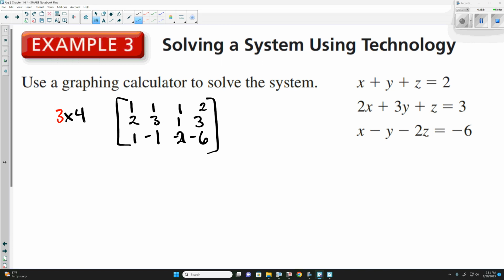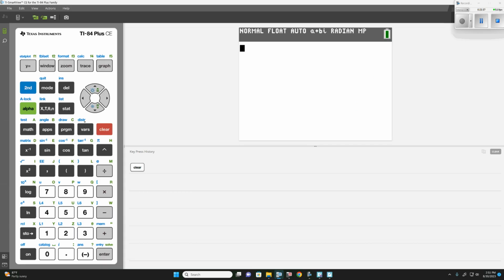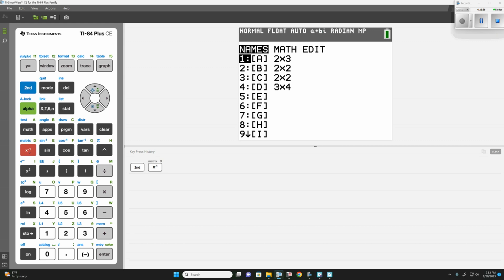Okay. Now we want to solve this here. So go on and grab the graphing calculator. Now, the bottom half of this screen, where it does say clear at the moment, I'm going to clear it. This is the key history. So if you're looking at the keys, it will populate them as I type them. So the first thing we're going to do is hit second, x to the negative 1, second matrix. And it should look something similar to this. You may not have all the 2 by 3, 2 by 2, and 3 by 4, but we do get here. Yes?